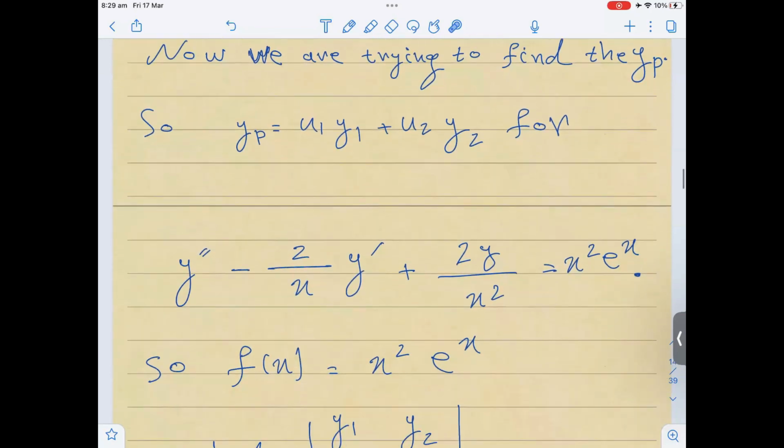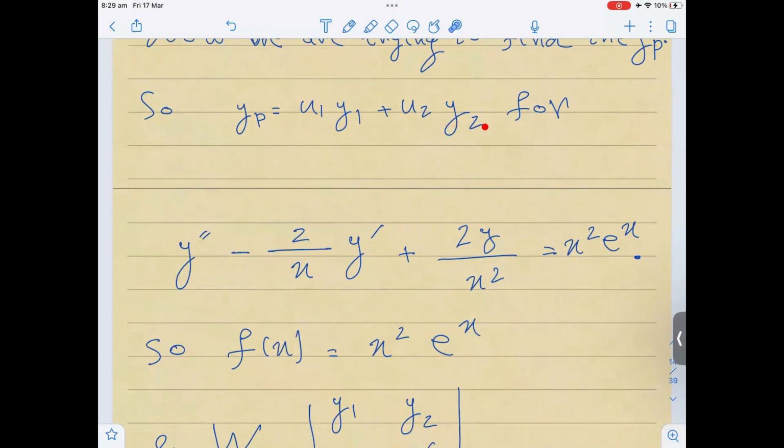So again, yp is this one. The standard form is this one. I divide both sides of the equation by x squared, so that's why this is 1. You see f of x, the non-homogeneous part, has been changed. It was x to the 4 e to the x, now it is x squared e to the x.